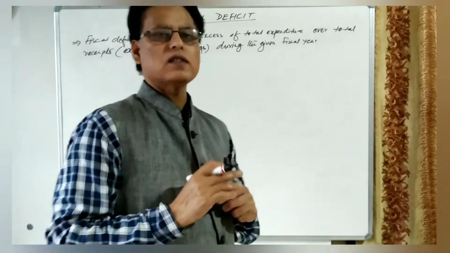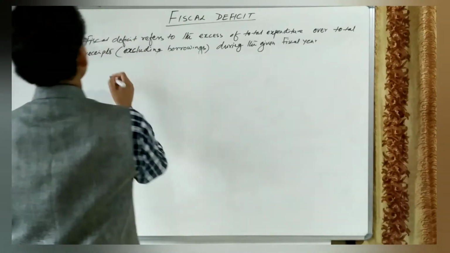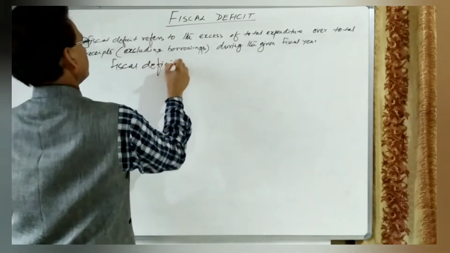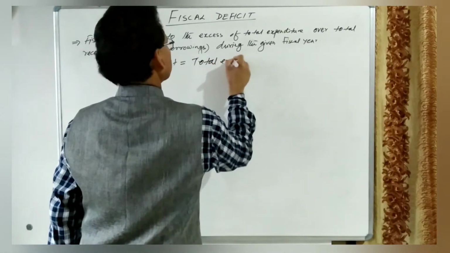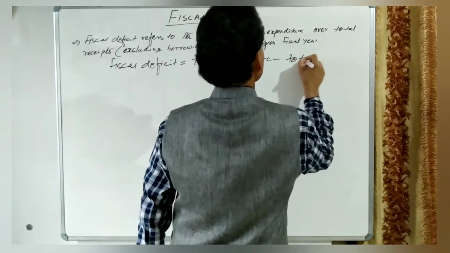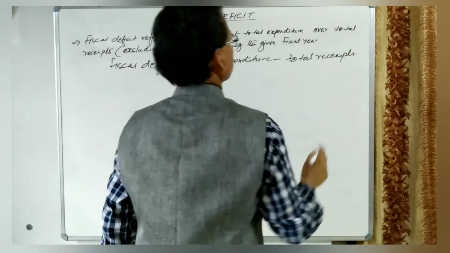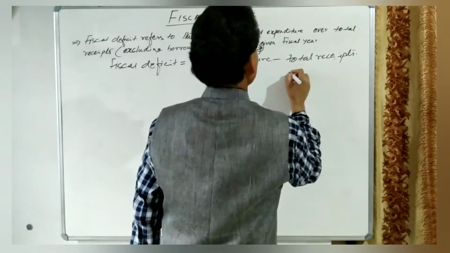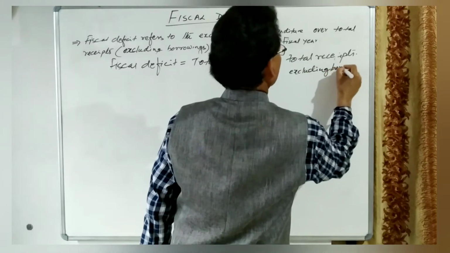Let us see what is the formula to calculate the fiscal deficit. Fiscal deficit is equal to total expenditure minus total receipts, excluding borrowings.